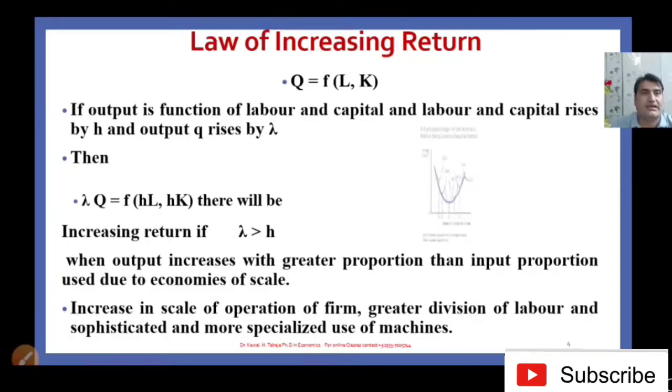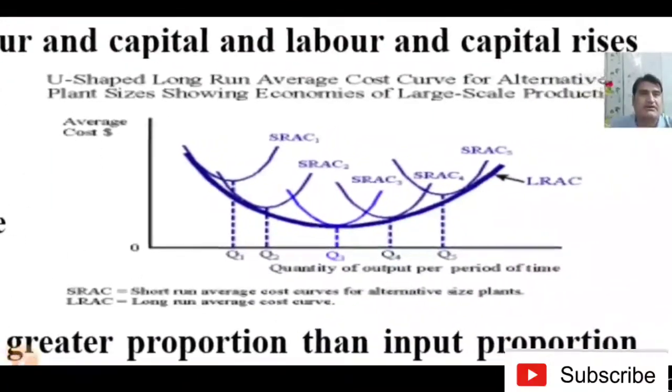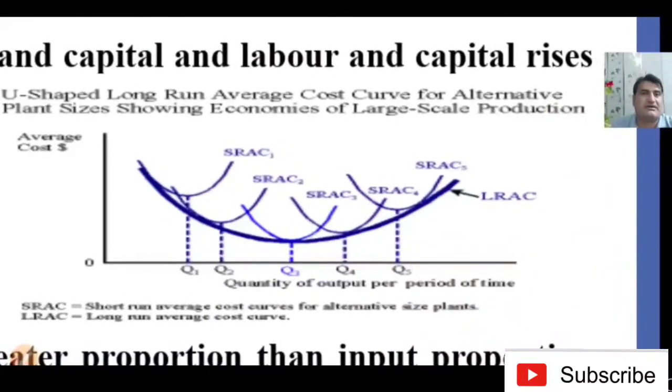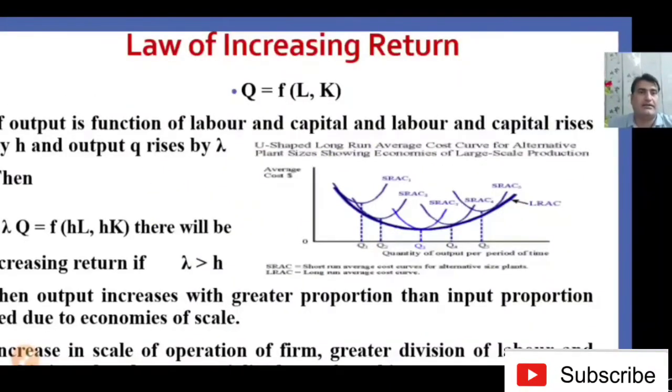So for economies of scale, here you can see the U-shaped long-run average cost curve for alternative plant sizes showing economies of large-scale production. Due to the economies of scale, the long-run average cost of the firm decreases.